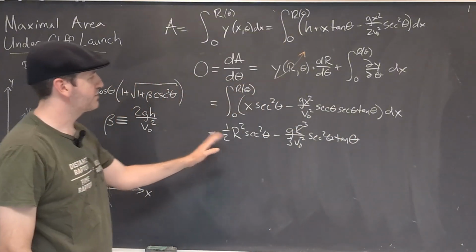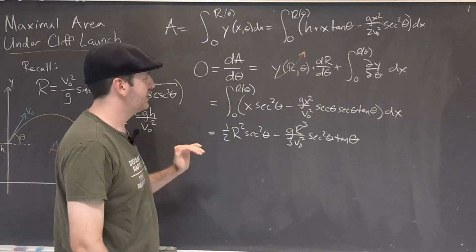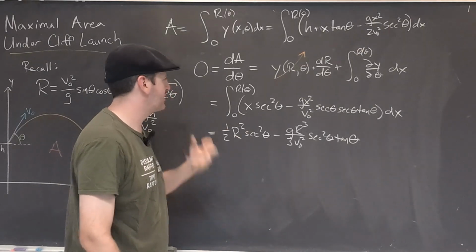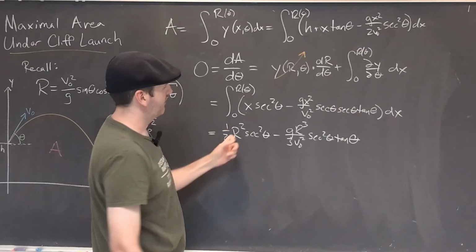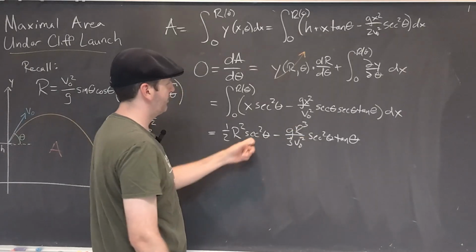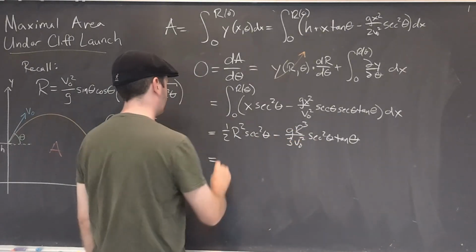All right, so we have our expression. I want to set the whole thing to 0. Let's see if we can just factor out as much as we can. I can pull out an r squared from both terms. I can pull out a secant squared from both terms.